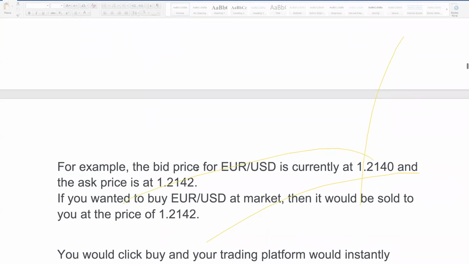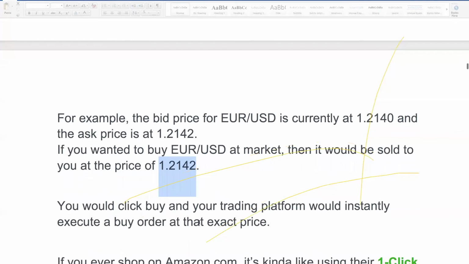For example, the bid price for euro dollar is currently at $21.40 and the ask price is set at $21.42. If you wanted to buy euro USD at market, then it would be sold to you at $21.42. You click buy and your trading platform would instantly execute a buy order at that exact price.